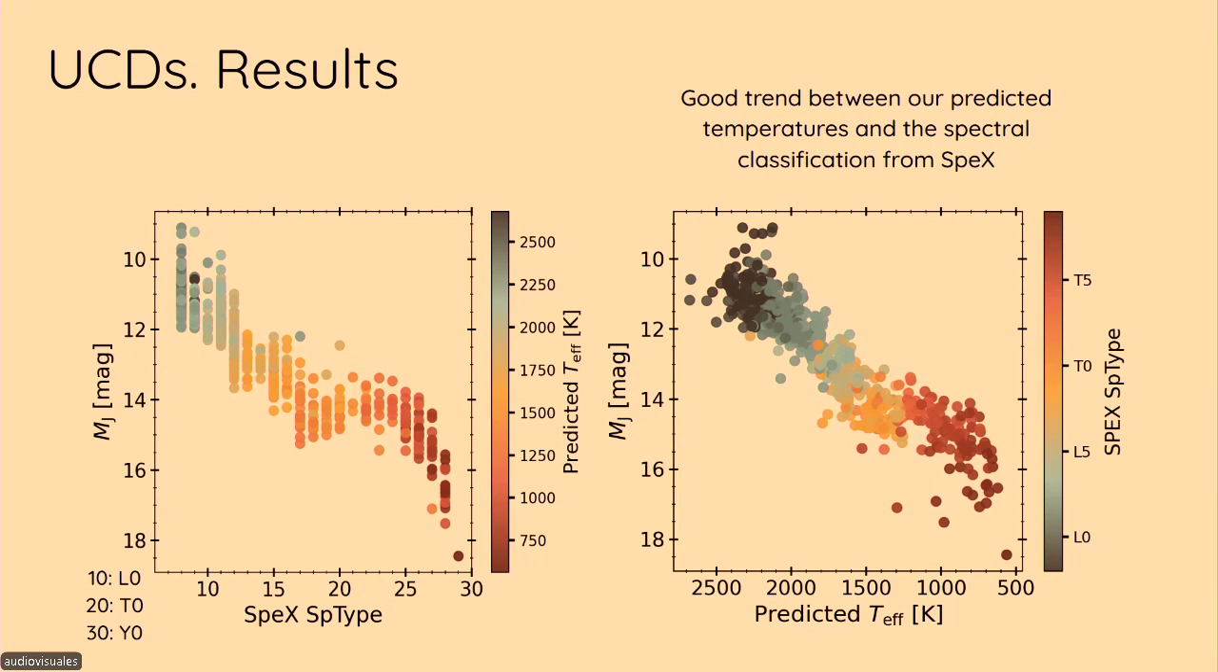There is a horizontal line in this relation, which is actually due to the LT transition that I mentioned in the HR diagram at the start of the talk. And we will look into it in the next slide. And in our second plot, we just interchange the predicted temperature with the spectroscopic type. And we can see that the relation between the absolute magnitude in the J-band and the predicted effective temperature that we obtain is much more linear with the temperature than with the spectral type.